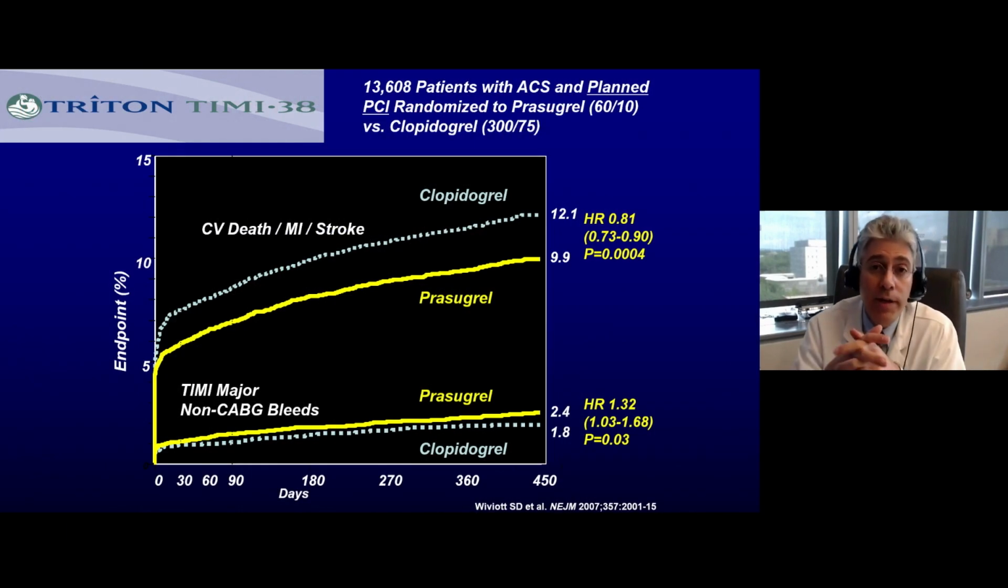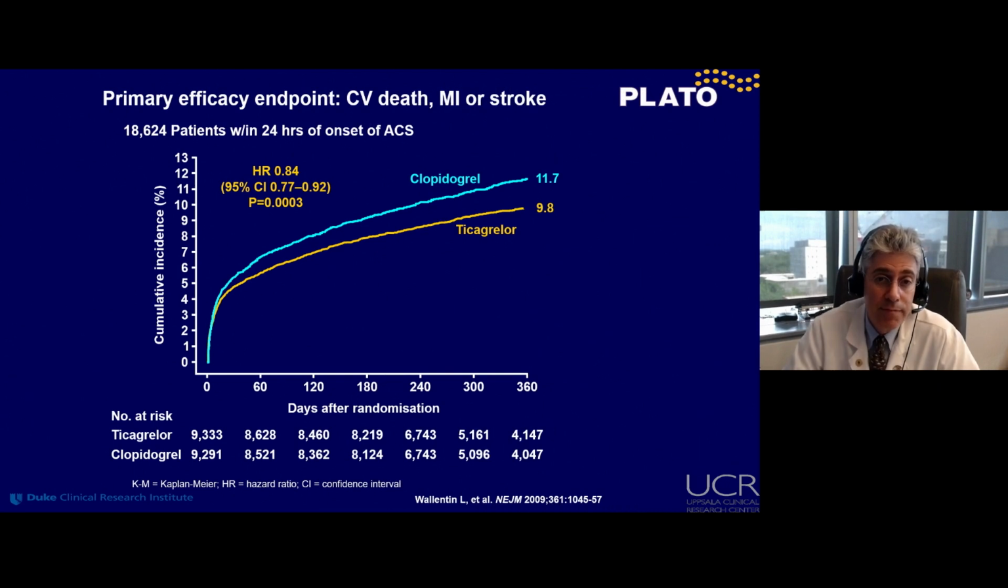So why do we give prasugrel or ticagrelor over clopidogrel? This was studied in TRITON-TIMI 38 that Steve Wiviott led. Compared to clopidogrel, prasugrel, the more potent P2Y12 inhibitor, in patients with planned PCI and ACS, reduced the risk of CV death, MI or stroke by 19%, with about a 2% absolute risk reduction and only about a 0.5% increase in bleeding. So more potent P2Y12 inhibition further reduces ischemic events.